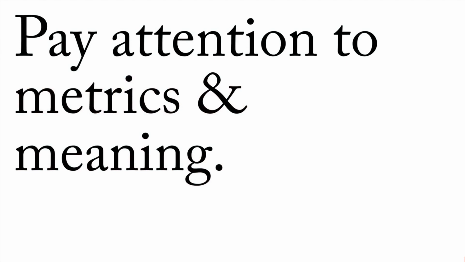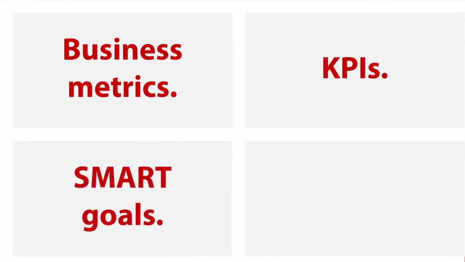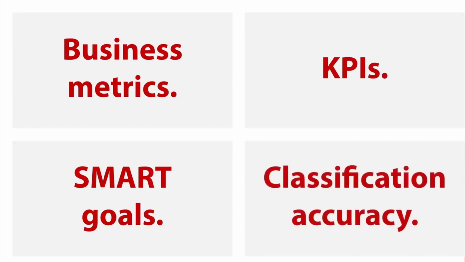There's a few ways you can do this. For instance, you can talk about business metrics. You can talk about KPIs, which means key performance indicators, also used in business settings, or SMART goals, which is a way of describing the goals that are actionable and timely and so on. You can also talk about, in a measurement sense, classification accuracy. And I'll discuss each of those in a little more detail in a later movie.